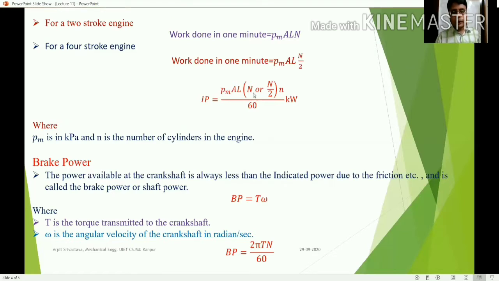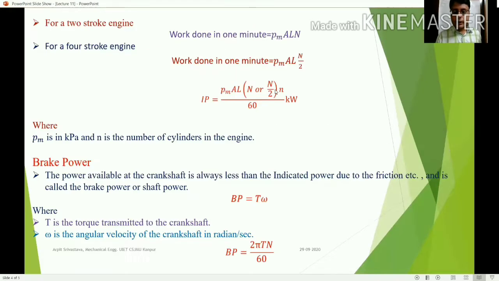Okay, so don't be confused between small n and capital N. Okay, and here we divide this term by 60 because we are using n in rotation per minute, and we want to calculate this power per second. Okay, kilowatt means what? That is kilojoule per second of power generation. So that's why we have to divide this term by 60.